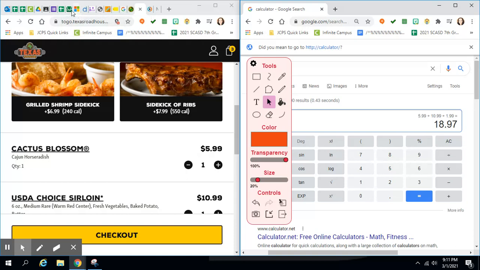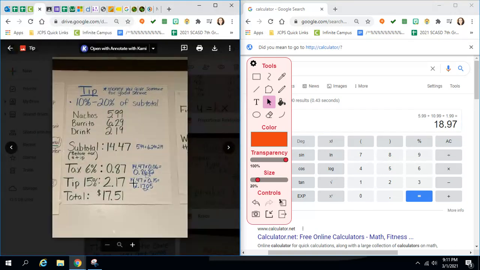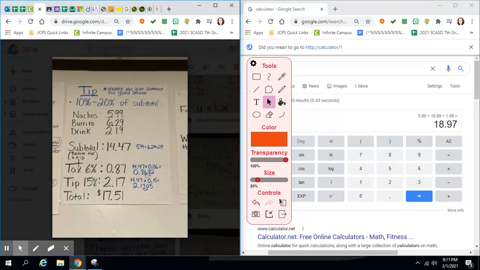To illustrate this, I'm going to show you another anchor chart. Again, the subtotal is the amount of all the menu items added up before the tip is added on. Okay? And again, that's what we're going to base our tax and tip off of.